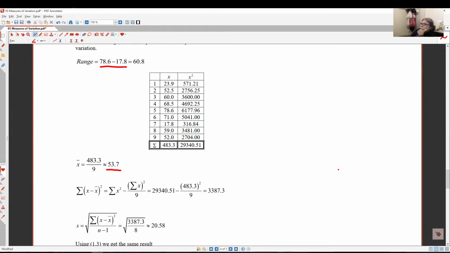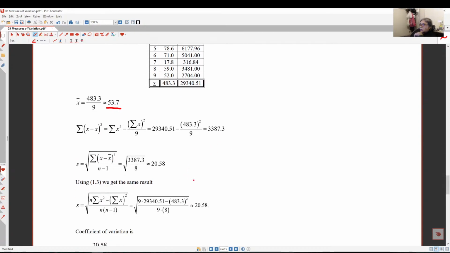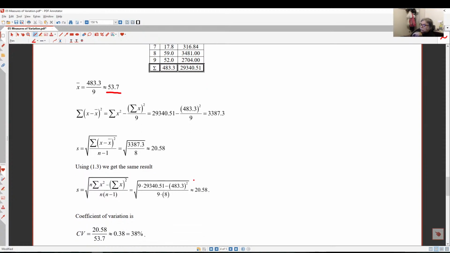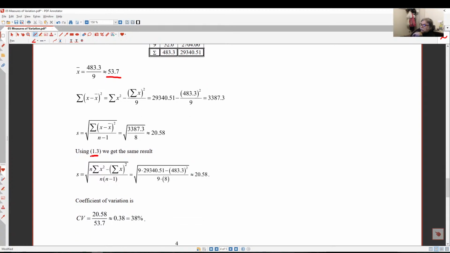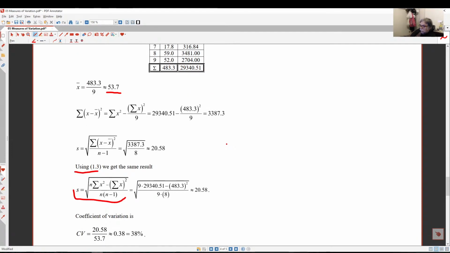Okay, so now I'm going to use formula 1.1. You can check formula 1.3 as well. And in formula 1.3, this is the formula, right? So we're just copying formula 1.3. And inside I need to put n, which is 9, times the sum of x squares. And the sum of x squares here, those are the x squares. It's just the square of the guys in this column. The sum of x squared is 29,340.51. That's right here in the formula.